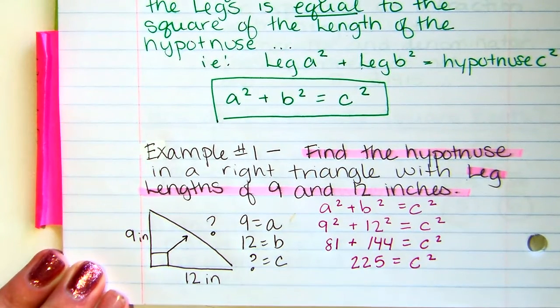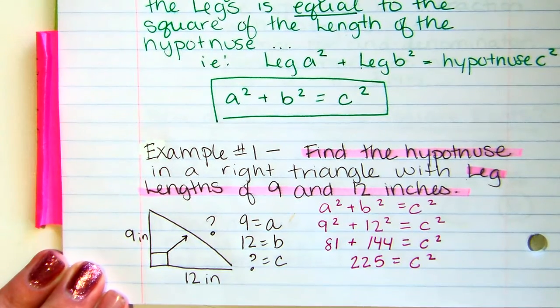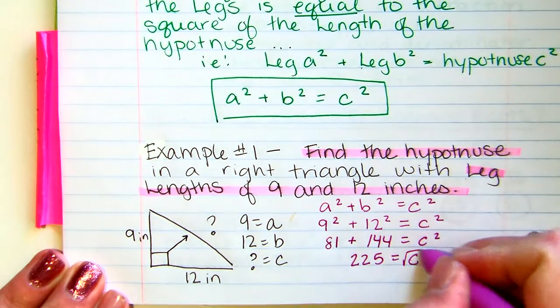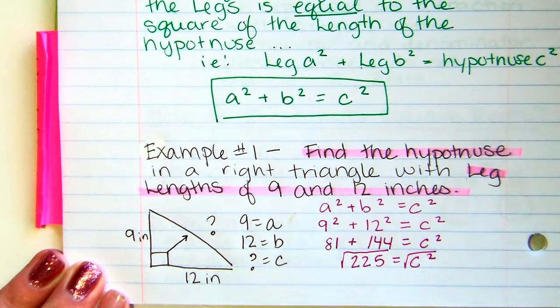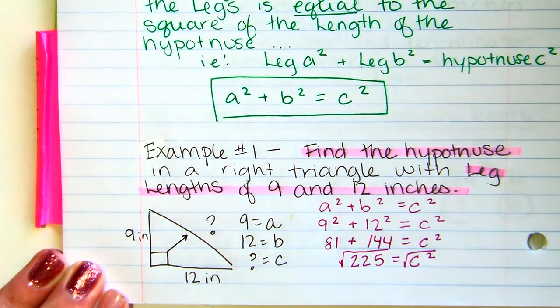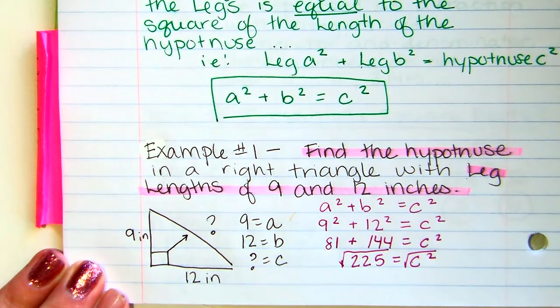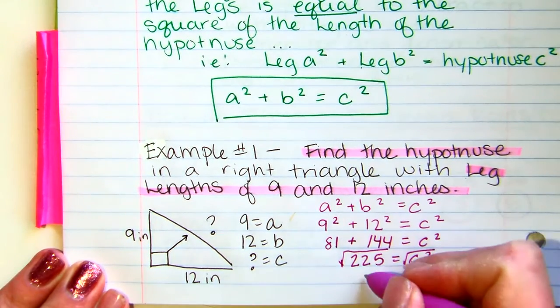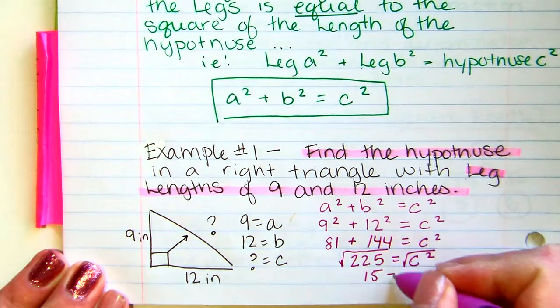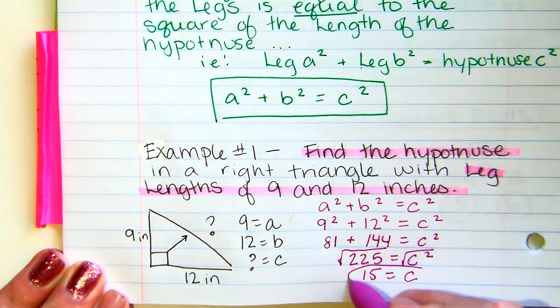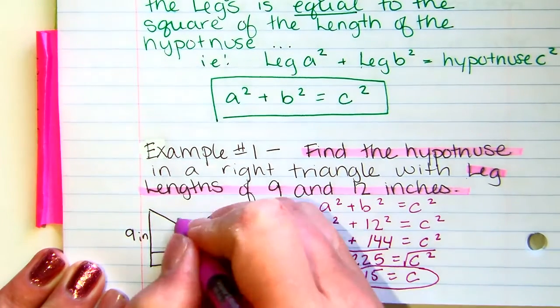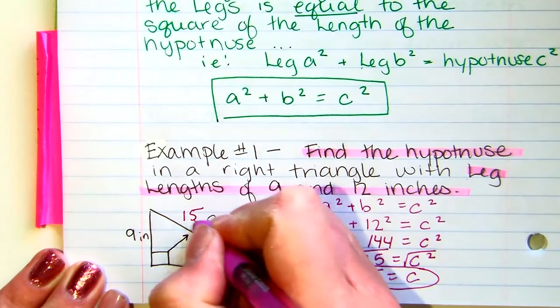Now, our task is to find c, the hypotenuse. What I have is c squared. So now I'm going to square root my c squared, and I'm going to square root the 225 as well. The square root of 225 is 15. So 15 equals c. So the hypotenuse of my right triangle is 15 inches.